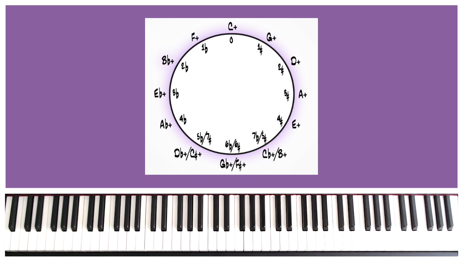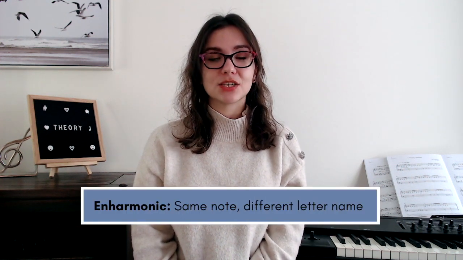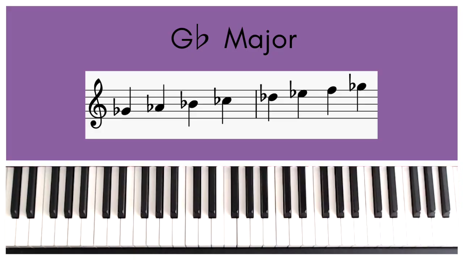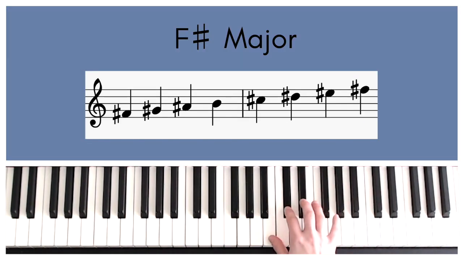You may notice that there are some keys overlapping here. For example, B major and C flat major, F sharp major and G flat major, as well as C sharp major and D flat major. If you're wondering why, that is because these notes are enharmonic. Enharmonic means that we have the same notes on the piano, but with a different letter name. This is G flat major, and this is F sharp major. Although each letter has a different name, they are the same notes on the piano.